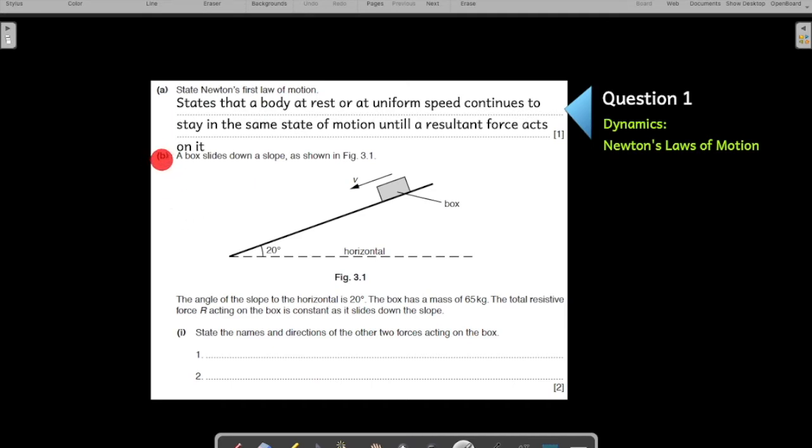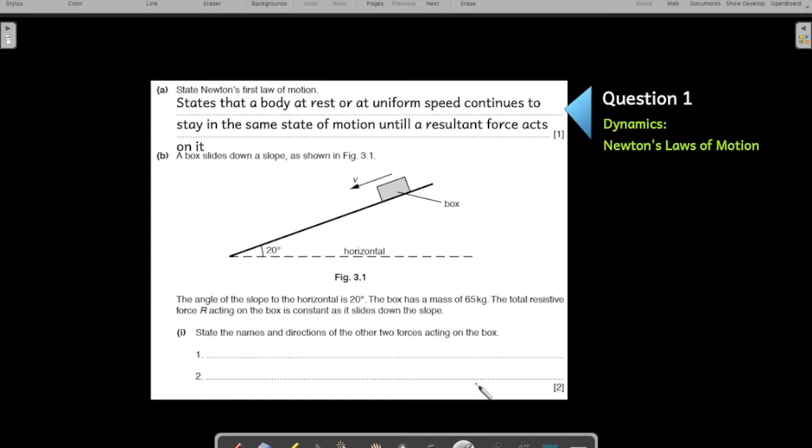Let us come to the second, the B part. A box slides down a slope as shown here. The angle of the slope is 20 degrees. The box has a mass of 65 kg. The total resistive force acting on the box is constant as it slides down the slope.